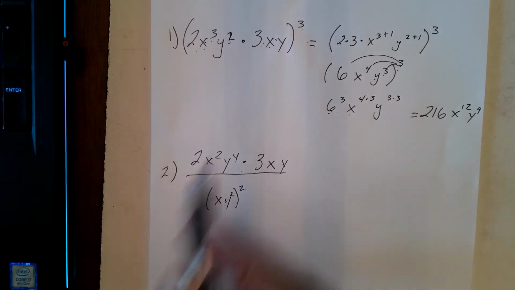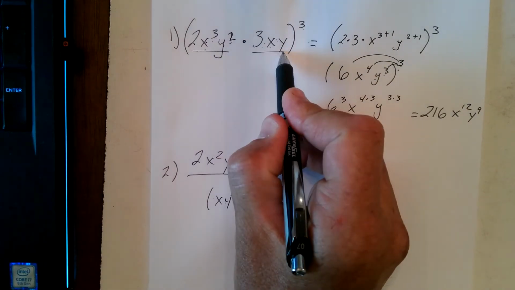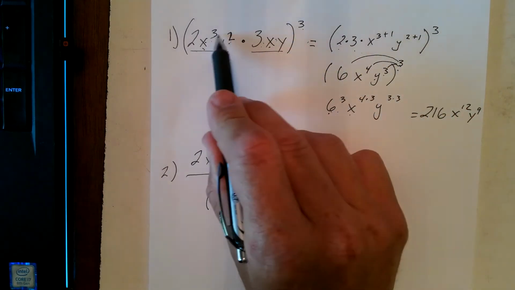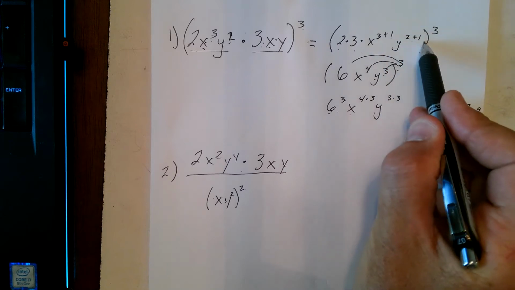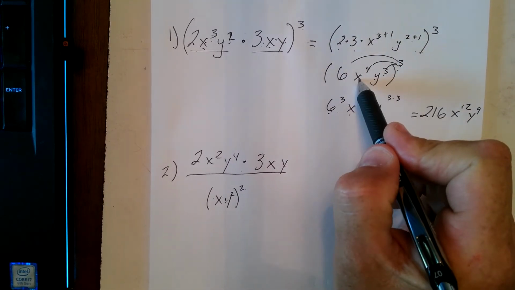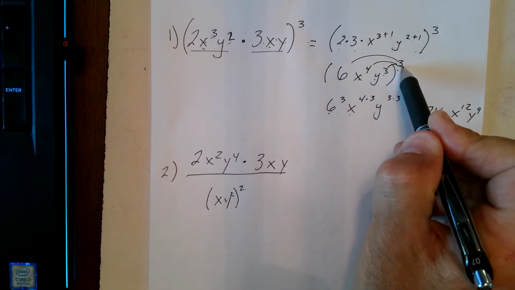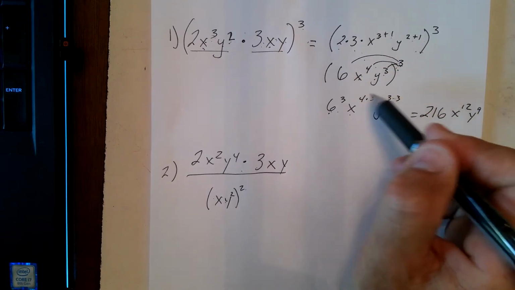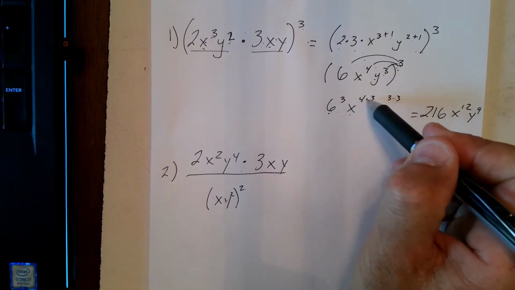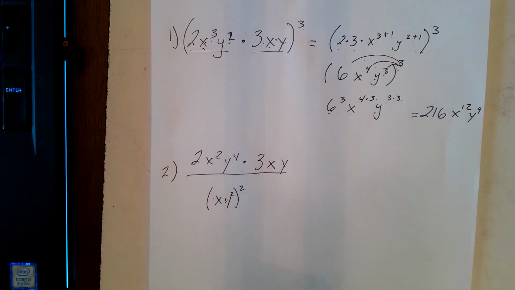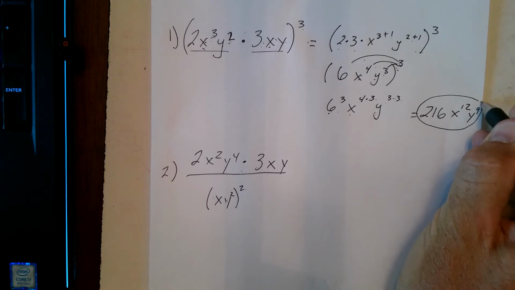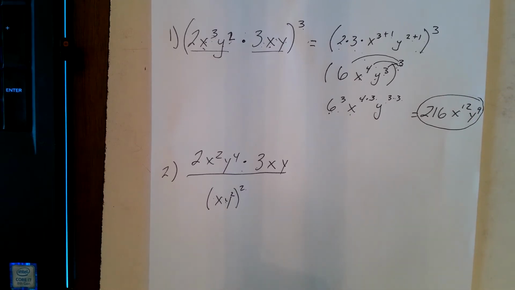So first do what's inside your parentheses. Do your product first, which is where we started. Products mean we're going to add the exponents. Then we take a power to a power, and we multiply 6 to the third, x to the 4 times 3, y to the 3 times 3. Answer: 216, x to the 12th, y to the 9th.